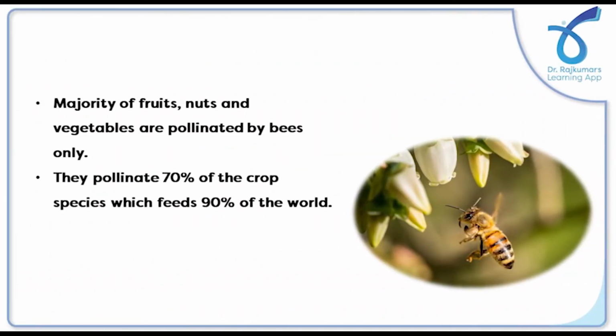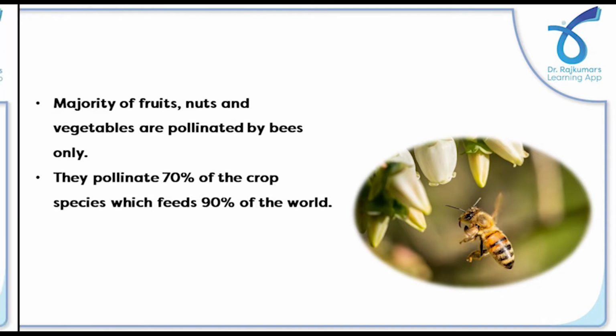Even though grain crops are primarily pollinated by the wind, the majority of fruits, nuts, and vegetables are pollinated by bees only. Hence, bees are known as critical pollinators. They pollinate 70% of the around 100 crop species that feed 90% of the world. If there are no bees, have you ever thought what will happen to this world? Let's see how it will affect us.